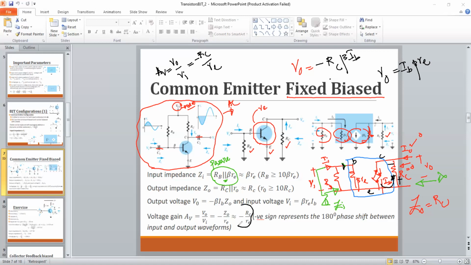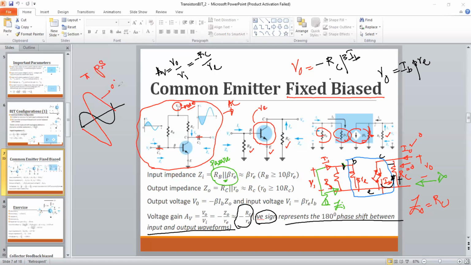So this is the gain. This minus basically gives a negative phase shift, or a 180-degree phase shift, with respect to the input signal. As I highlighted previously, this minus sign represents the 180-degree phase shift between the input and output waveform. So if you take these two channels, input and output, and plug them into the oscilloscope, your input signal is something like that and your output would be something like that, with a 180-degree phase shift.